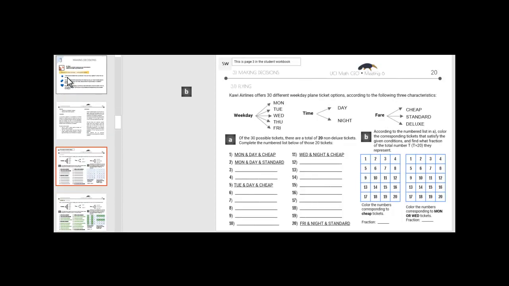So part 1 is flying. So you have actually 30 different plane tickets. And why 30 is because 5 times 2 times 3 is 30. You can choose 5 days, day or night in the time, and cheap, standard, or deluxe in terms of the fare. And so there's some questions that are basic counting, and students should be able to do this because they did similar things in random poetry, the activity from meeting 5.